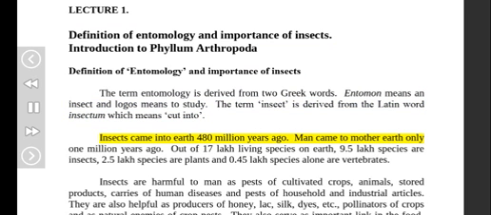Insects came into Earth 480 million years ago. Man came to Mother Earth only 1 million years ago. Out of 17 lakh living species on Earth, 9.5 lakh species are insects, 2.5 lakh species are plants, and 0.45 lakh species alone are vertebrates.